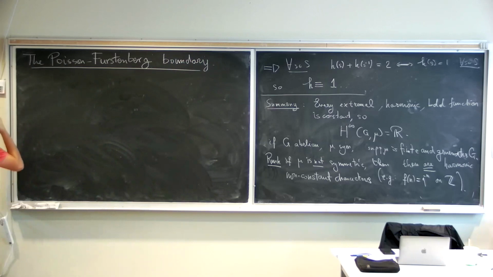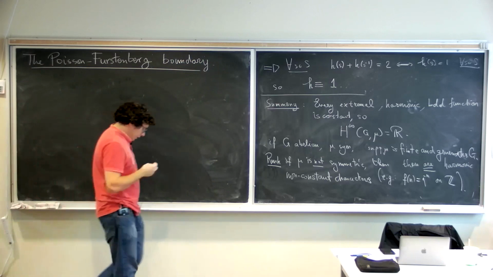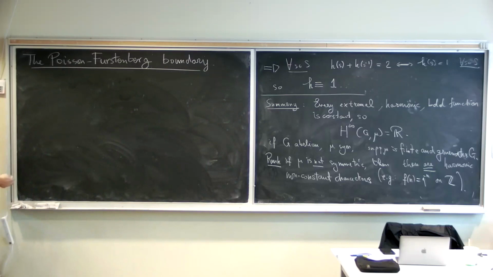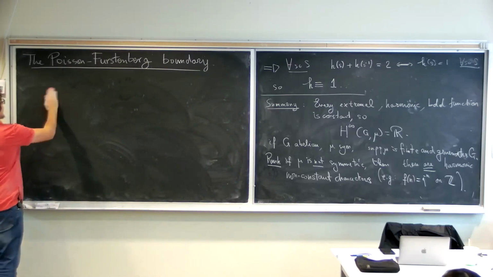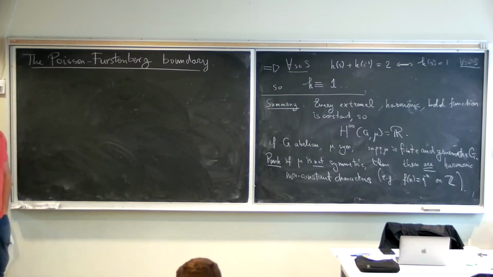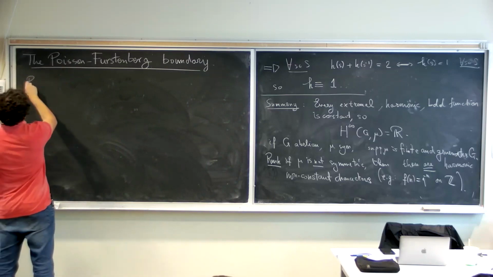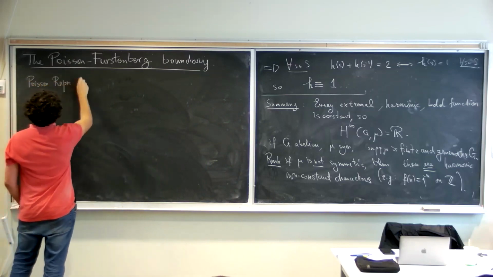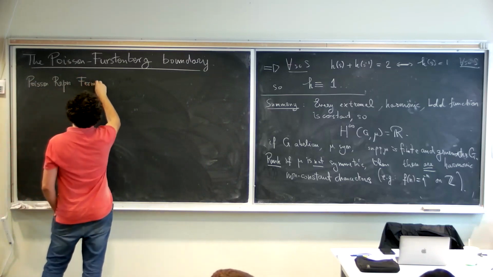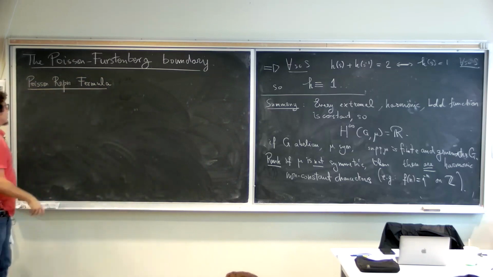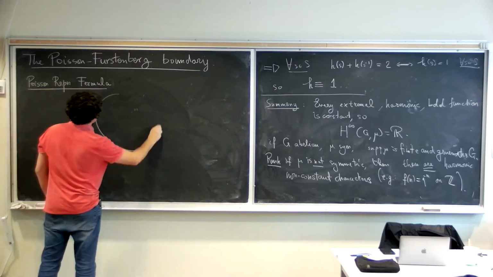Okay, so basically we saw a discussion of harmonic functions. And the theory of the Poisson boundary has to do with the representation of such harmonic functions. So let's recall the Poisson representation formula. The Poisson representation formula is a formula about the disk.